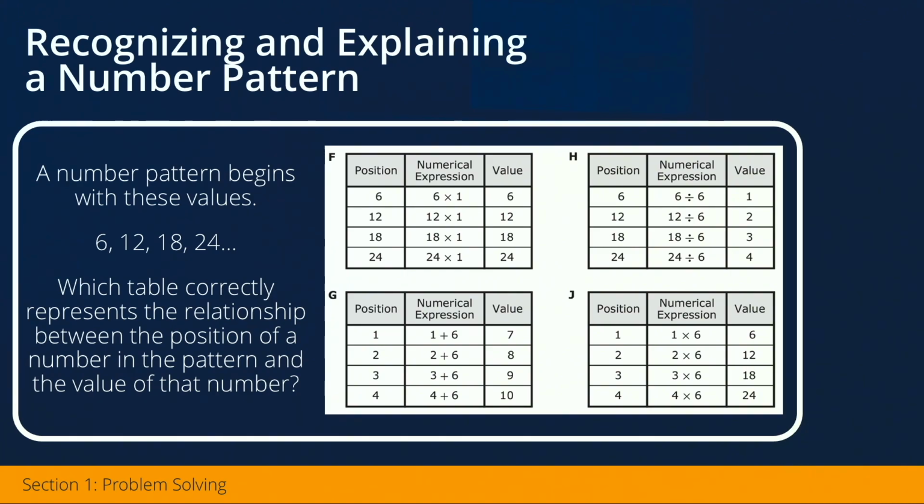So here I see a problem where students are asked about the following. A number pattern begins with these values: 6, 12, 18, 24. The question asks which table correctly represents the relationship between the position of a number in the pattern and the value of that number. So here students have to figure out the rule, and then they have to identify the table that correctly represents the rule between 6, 12, 18, 24, and so on.